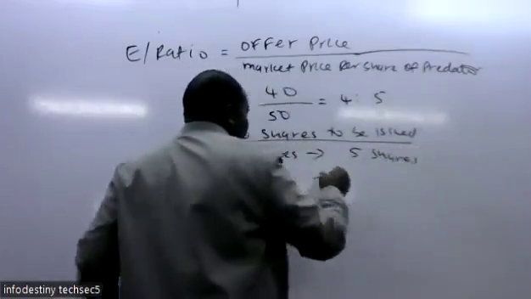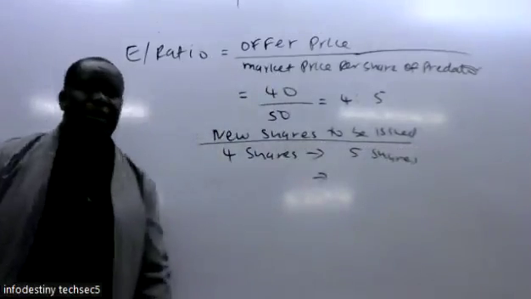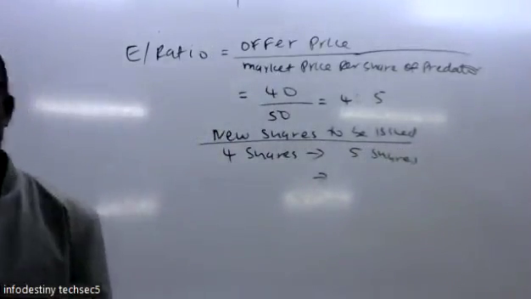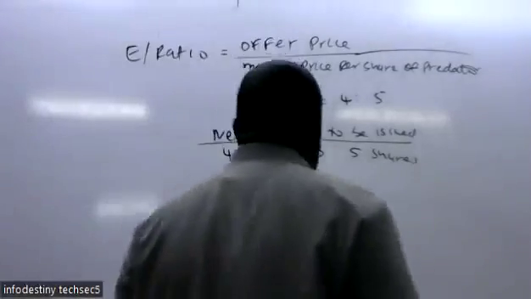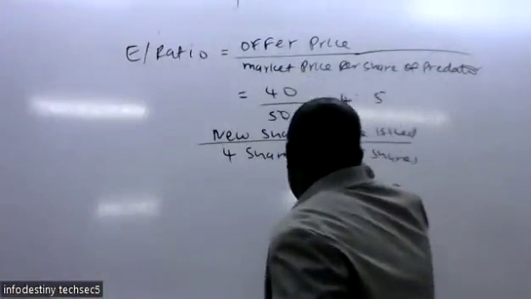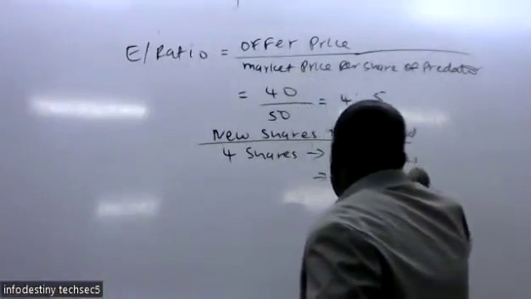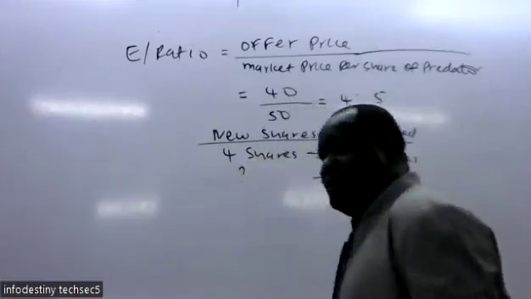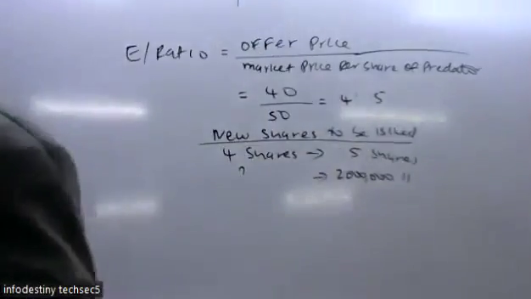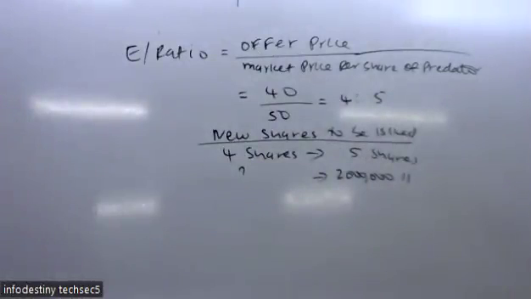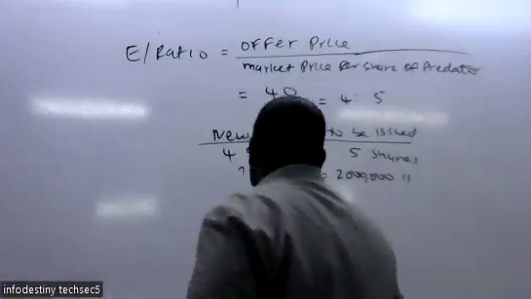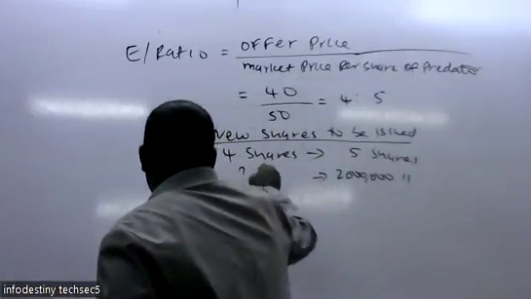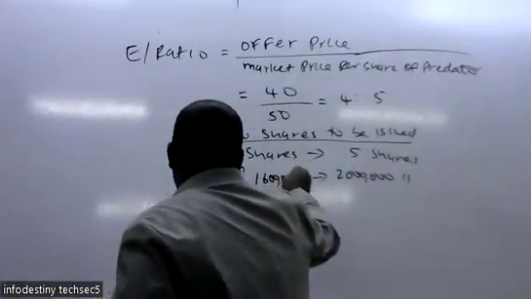So the target is Rocker Limited. Rocker has got how many ordinary shares? Rocker has got 2 million ordinary shares. So how many new shares should be issued? Exactly 1.6. So this one will be 1.6 million shares.